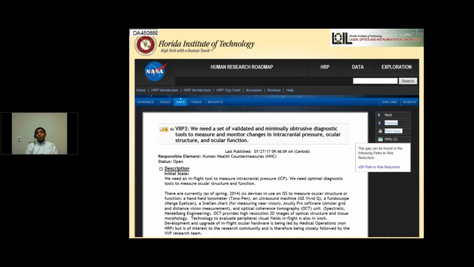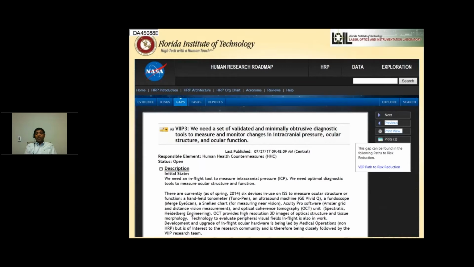When NASA calls out research proposals, they like to identify the challenges, and you can see from the link on NASA's website that they have risks, gaps, and tasks. Under gaps, this vision impairment, which they call VIP, has a task that needs to be addressed: they need to develop a diagnostic tool to measure and monitor changes in intracranial pressure, ocular structure, and ocular function.